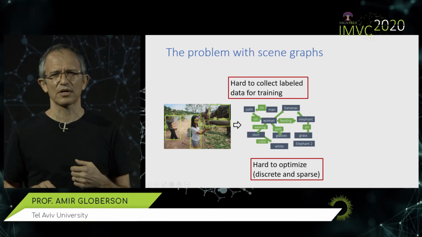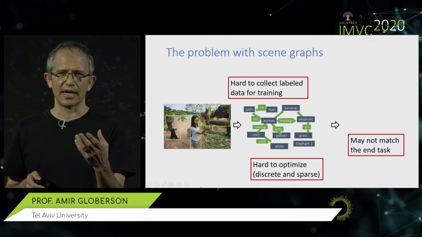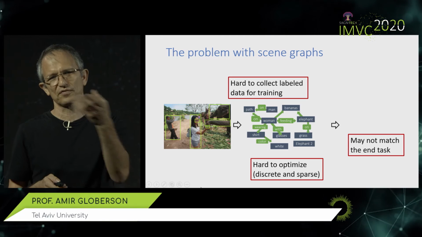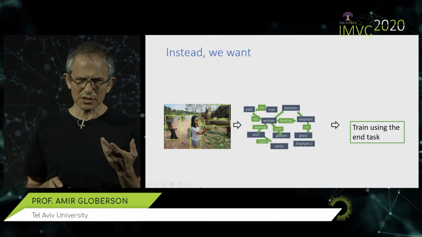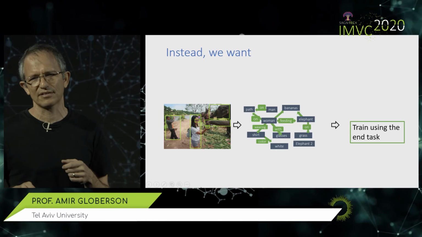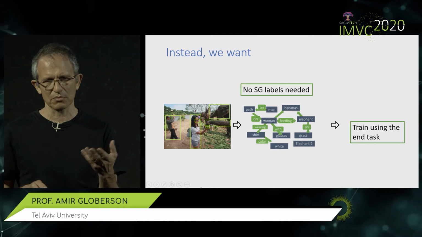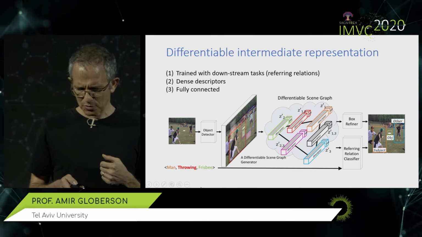And another thing is that maybe we learn an image to scene graph mapping, but what we're actually interested in is using this scene graph in some downstream task. So we thought about this for a while, and we said that what we really want is to train an image to scene graph map that is used in some end task, and where there are no scene graph labels provided, because these are challenging to collect. Right, so we came up with this idea of differentiable scene graphs.